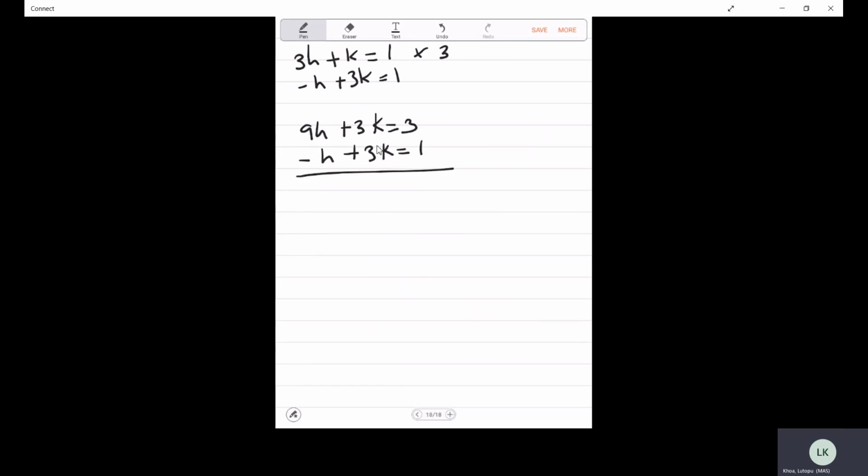Okay, so I'm trying to get rid of the k, so I will subtract. I will get 10h, this is equal to 2. Get h is equal to 1 over 5. Okay, just checking if what I've done is correct.